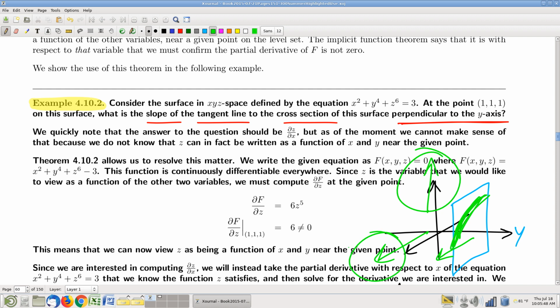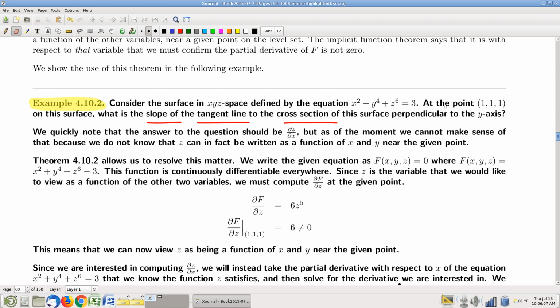So another common mistake is students will very often see, oh, it says y right there, so I guess I'll take a partial with respect to y. Don't oversimplify. You've got to think through the geometry of the problem. We want a partial derivative with respect to x.